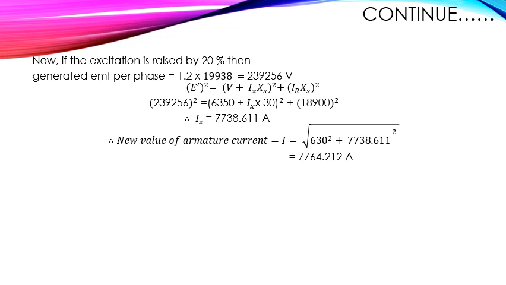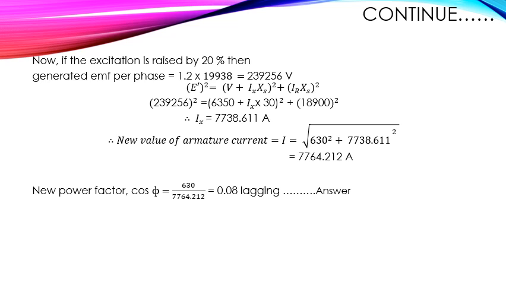Square root of the in-phase component of the current squared, plus the square of the reactive component of the current. So I is equal to the square root of 630 square plus 7738.611 square, right? Now here 630 is the in-phase or active component of the current, and 7738.611 is the reactive component of the current, and that is IX. Right, so using the IR and IX, the new value of armature current is determined.